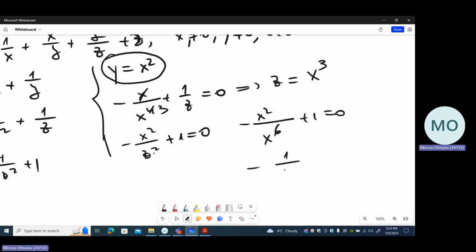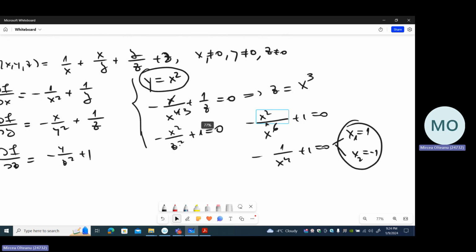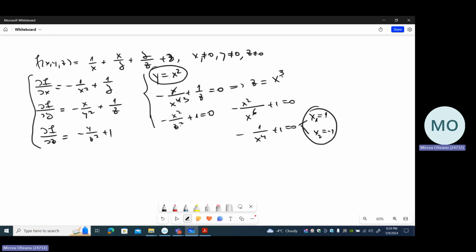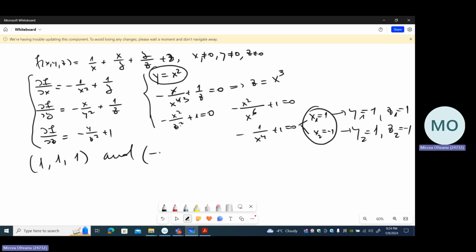We replace z by x to the 3 in the last equation: minus x squared over x to the 6 plus 1 equals 0. So minus 1 over x to the 4 plus 1 equals 0, which means x1 equals 1 and x2 equals minus 1. Consequently, when x is 1, y is 1, and z is 1. When x equals minus 1, y will be 1, and z will be minus 1. So there are two critical points, (1, 1, 1) and (minus 1, 1, minus 1).